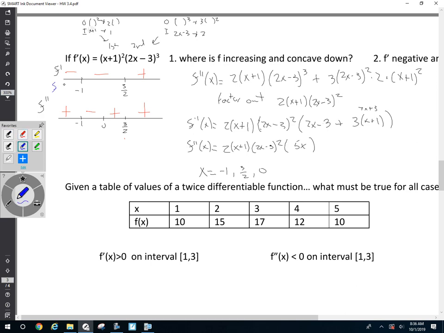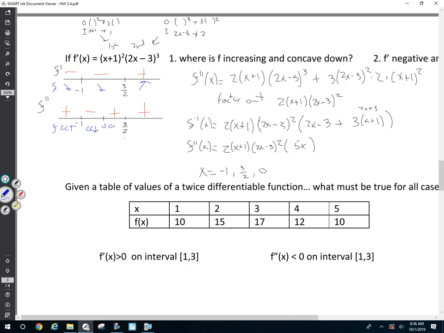F is going down, flattening out, going down, going up. F is concave up, concave down, concave up, concave up. Where is f increasing and concave down? Increasing, concave down. Never. There's no interval where it's both increasing and concave down.